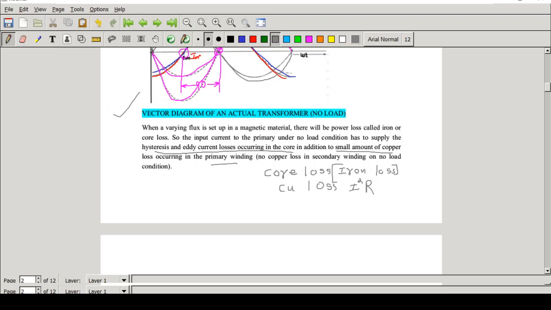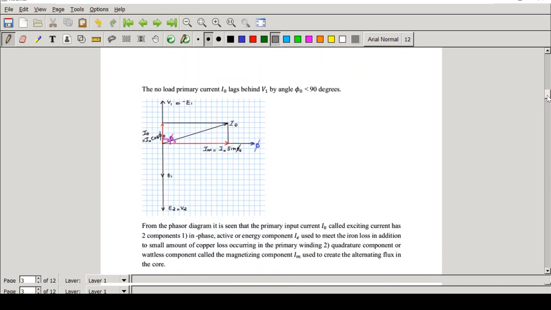So these two losses have to be considered, which means under no load conditions for an actual transformer, the input current I0 will not be equal to just Im. It will consist of one more component. We will see what that component is. See, here you can see the current I0.